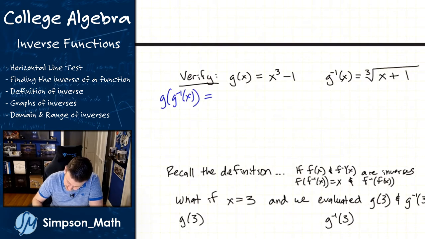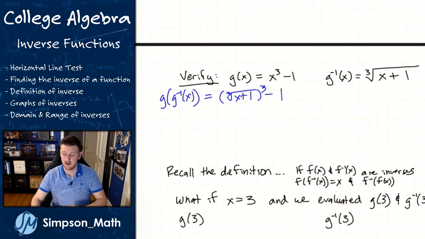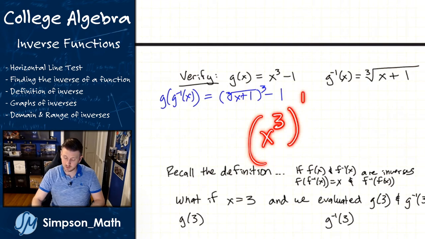So I'm going to start writing my g. I might even just sometimes do that: just write the g in where I see an x, put a big old empty space, and then I'm going to put in the g inverse of x. So this is the cube root of x plus 1. Well, as we talked about a second ago, the cube and the cube root literally reduce to an exponent of 1, because if you recall, if I have x cubed, and I raise it to the 1/3 power, that's the same thing as a cube root.